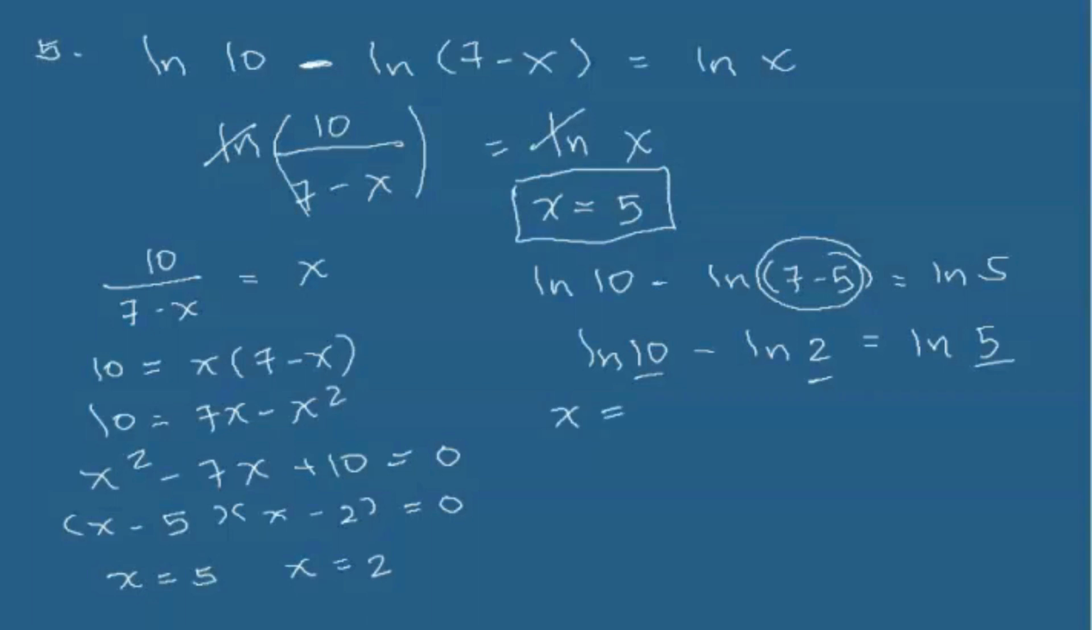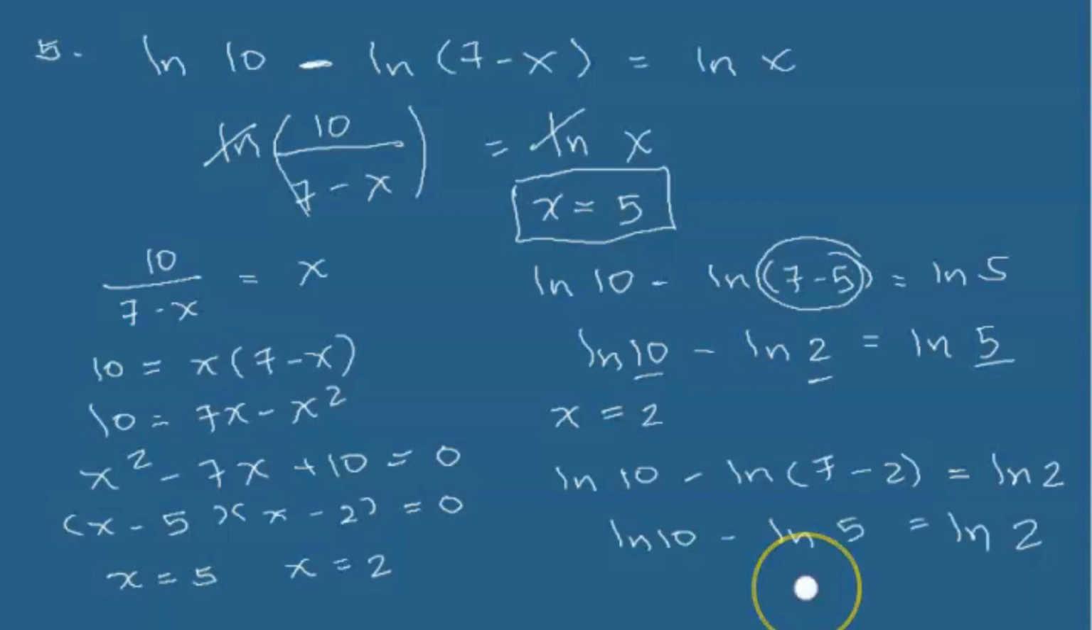Now let's try x is equal to 2. So ln of 10 minus ln of 7 minus 2 is equal to ln of 2. So ln of 10 minus ln of 5 is equal to ln of 2. And since we also don't have negative logarithms, x equals 2 is also a possible solution.